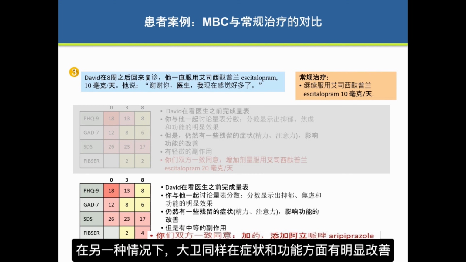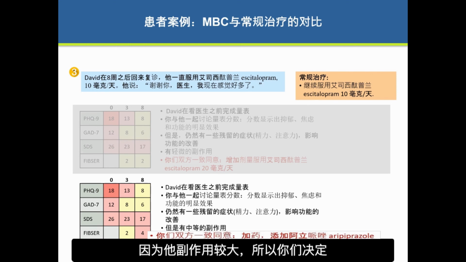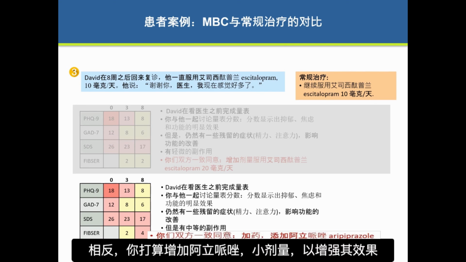In this alternate scenario, David has the same clear response in symptoms and functioning, still has the residual symptoms, but this time he has more interference with his functioning because of side effects. And because he has more side effects, you decide that he's not able to increase his dose of escitalopram, and instead you decide to add aripiprazole to augment the effect of the escitalopram with a low dose.